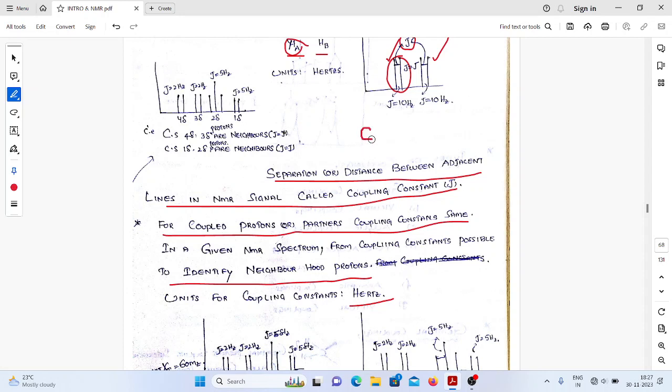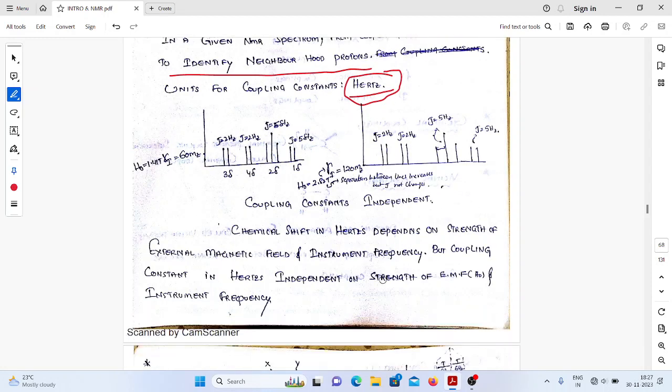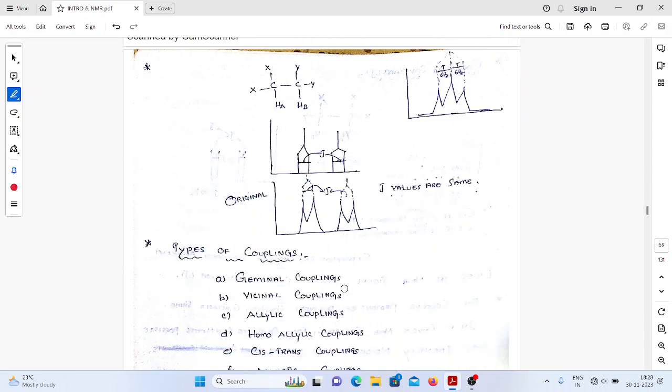The chemical shift value in hertz is dependent on the strength of the external magnetic field and instrument frequency. That's why we have introduced the delta scale and tau scale. But in case of the coupling constant, it is independent in nature. It does not depend on the strength of the external magnetic field or instrument frequency. Okay, so it is always independent in nature. What is the main use? We can easily identify neighboring protons by using the coupling constants.